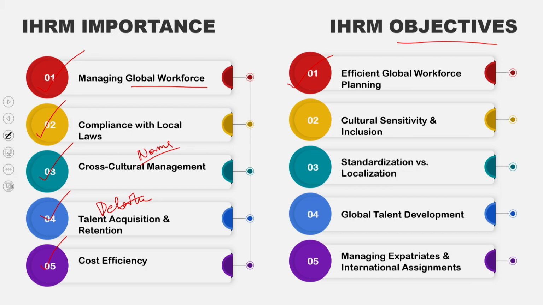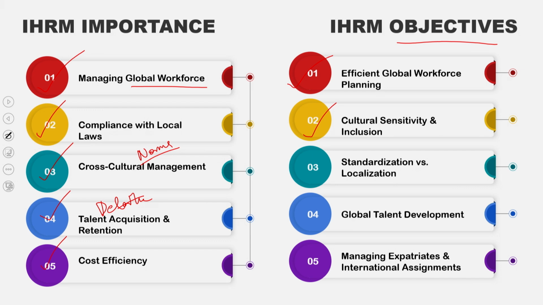Another significant objective of IHRM would be cultural sensitivity and inclusion. So, to create a diverse and inclusive workspace by understanding and respecting cultural differences, ensuring all employees feel valued and engaged is vital to cultural sensitivity. Let's take an example of Microsoft. Microsoft implements cultural training programs for employees working in cross-border teams to improve collaboration and reduce workplace misunderstandings, if any.